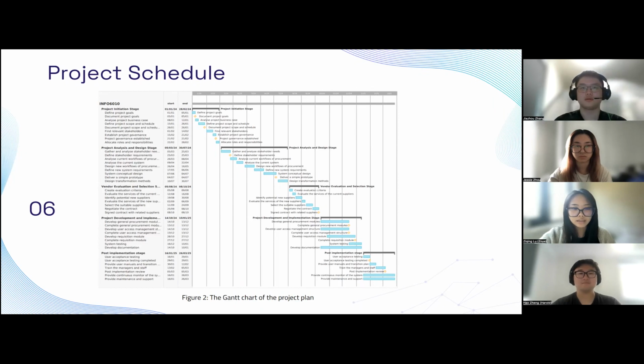And next is the evaluation and selection stage. In this stage, from August to December, these phases will see the development and the integration of the procurement modules, user access management, and testing modules. Finally, in the post-implementation stage from January to March of the next year, we will be focusing on user acceptance testing, transitioning, and training, followed by continuous monitoring and maintenance support.